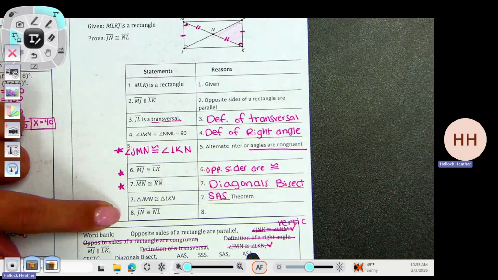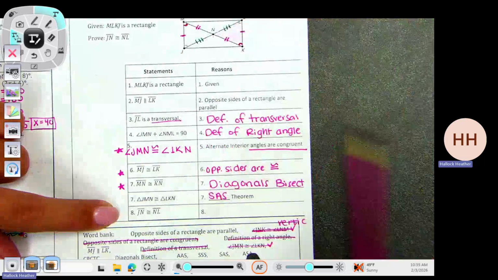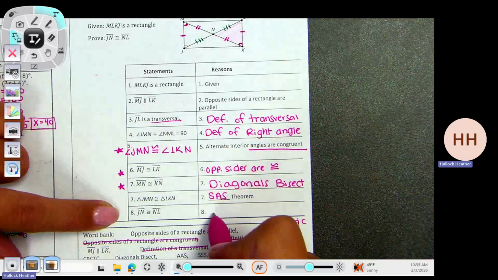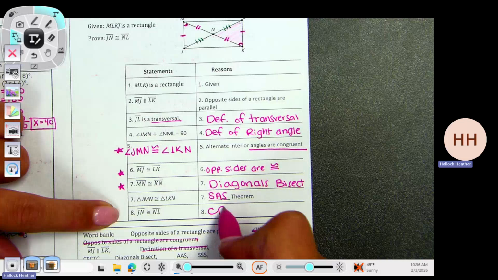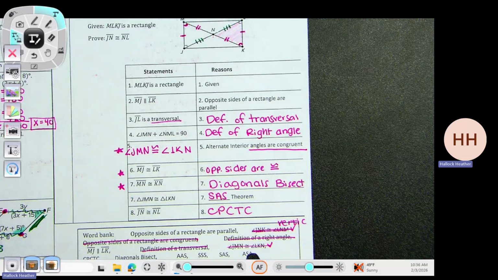After that, it's saying that JN is congruent to NL, which is true. You could add that to your picture. But once you know that the triangles are congruent, corresponding parts of congruent triangles are congruent tells you everything else in that triangle is also going to be congruent. So CPCTC will always be the last step for these because it's proving everything else is the same or equal.